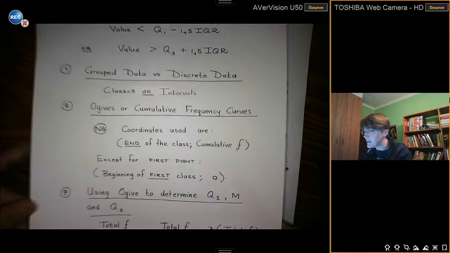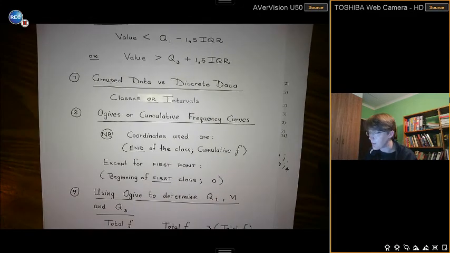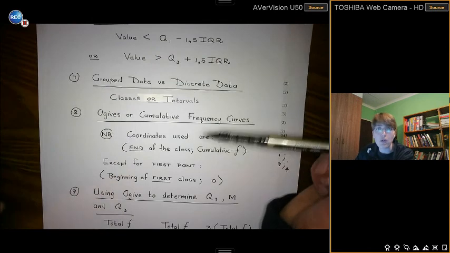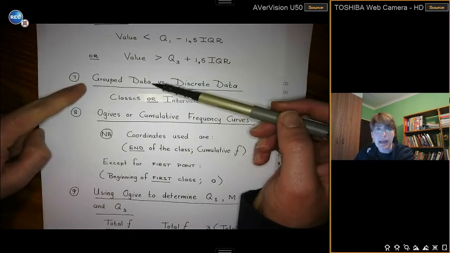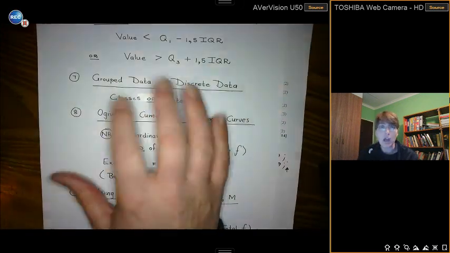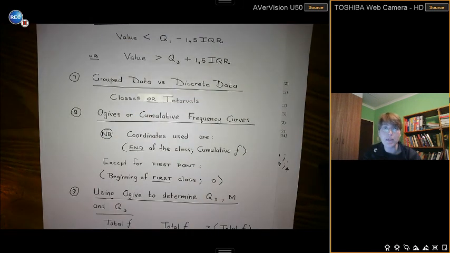So this is looking at discrete data. This entire example was an example about discrete data. Please remember grouped data. For us to consider grouped data, generally what we say is it must be divided into classes or intervals. So we're going to look at an example of grouped data just now.